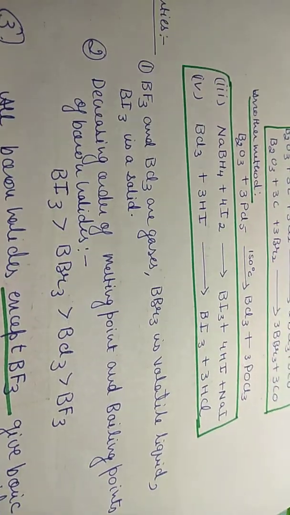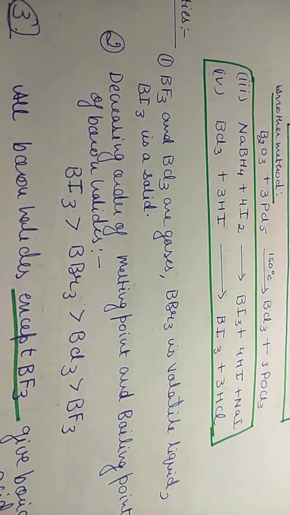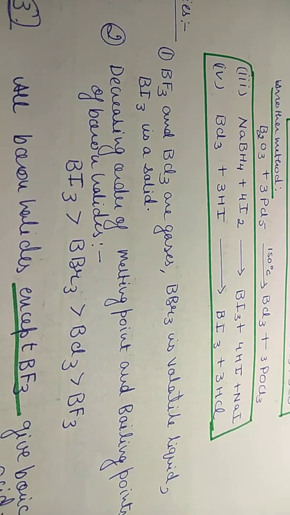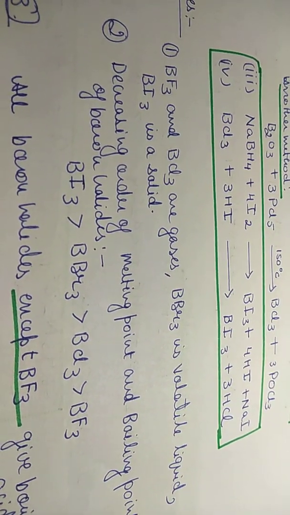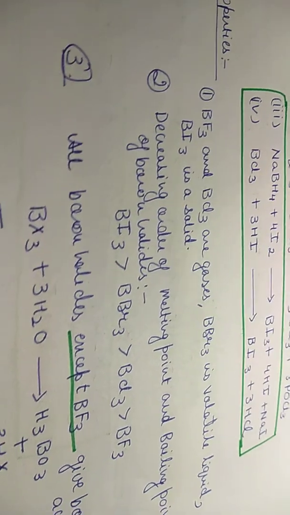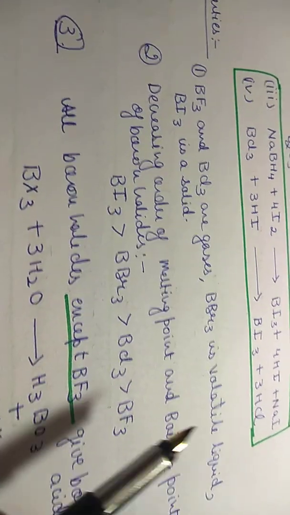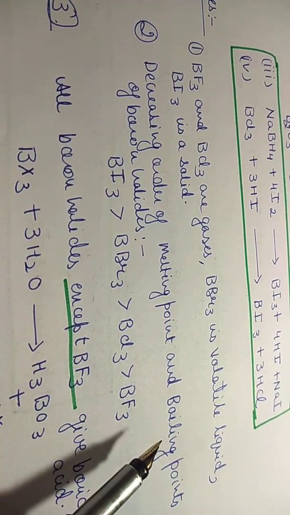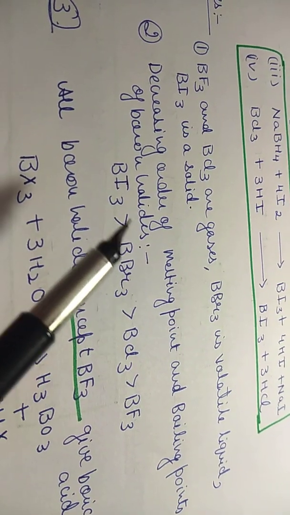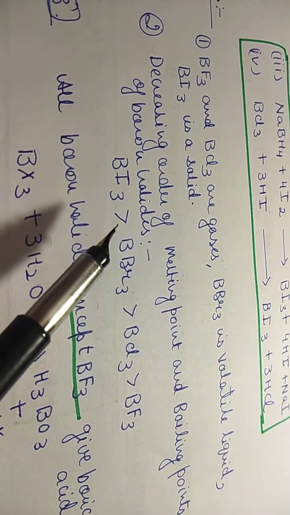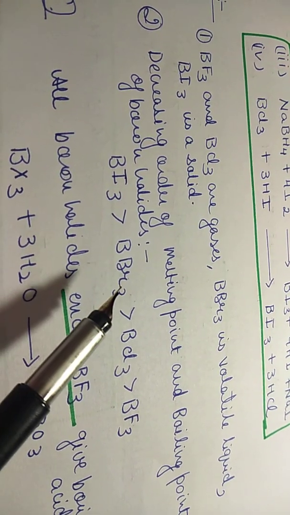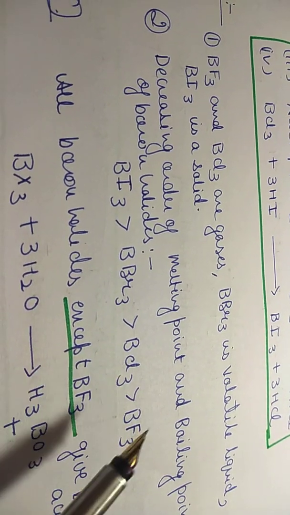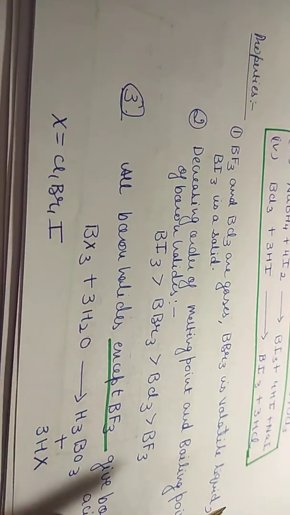Then what are their properties? Now BF3 and BCl3 are gases, BBr3 is a volatile liquid and BI3 is a solid. Now the next part is very important. What is the decreasing order of melting point and boiling points of boron halides? So BI3 has the maximum melting point and boiling point, then comes BBr3, then BCl3 and then BF3.